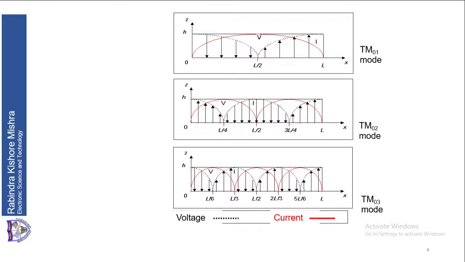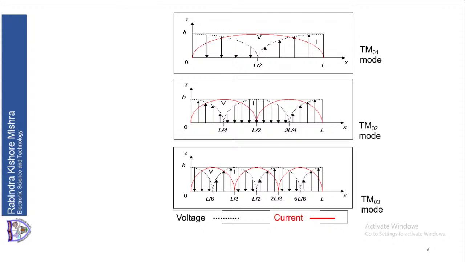Now, if you look at those solutions, what is the field distribution? You can see the field distribution here for different modes. The red lines show the current variation along the length of the patch, and the dotted lines with arrows show the voltage variation. The top one shows a TM01 mode, the dominant mode.